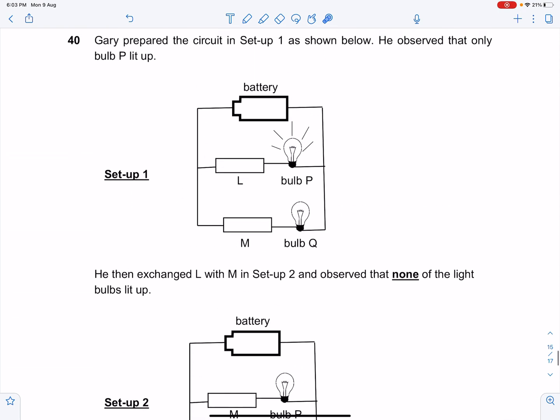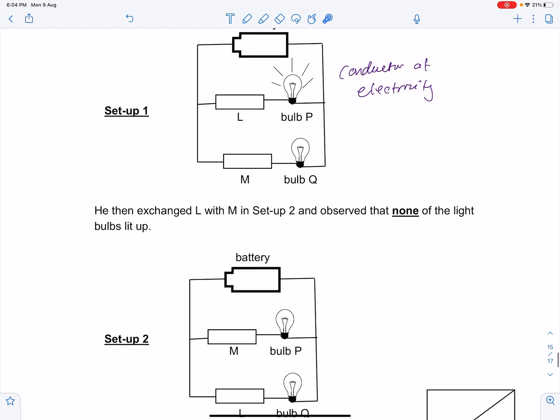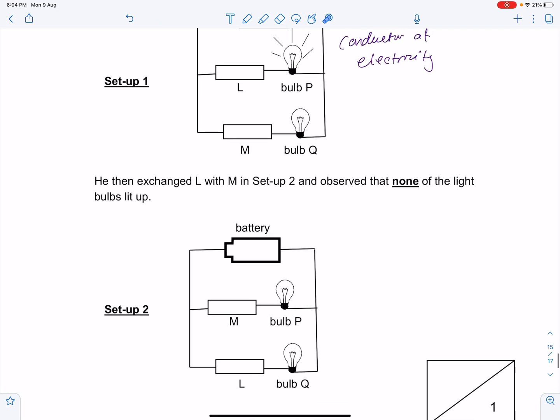So at first, they tell you that this is able to light up. So this tells me that L is actually a conductor of electricity. Why? Because it enables your electric current to pass through it, forming a closed circuit. Whereas in M, because it does not allow any electric current to flow through, we know that in this case, it's probably not a conductor of electricity, but an insulator. But let's see what happens in this case.